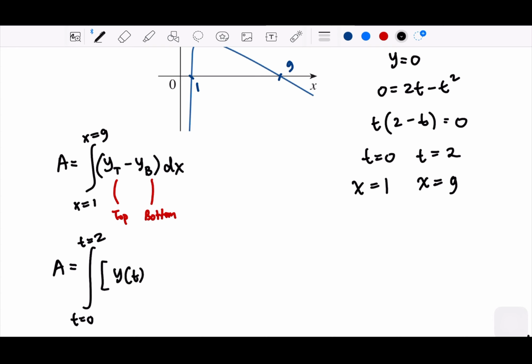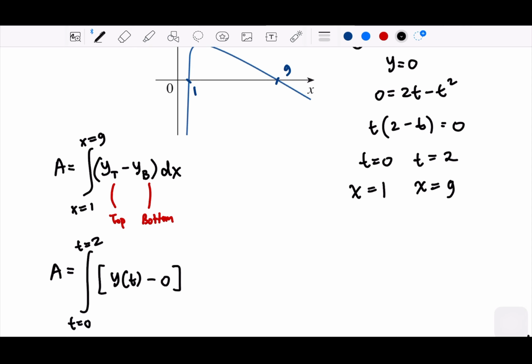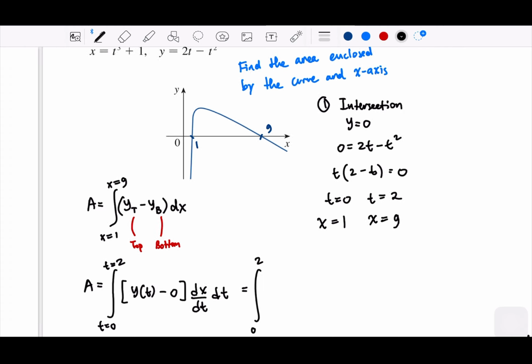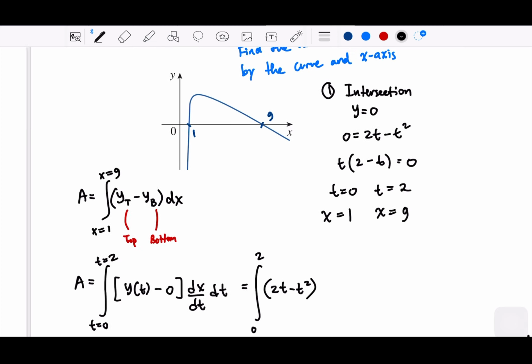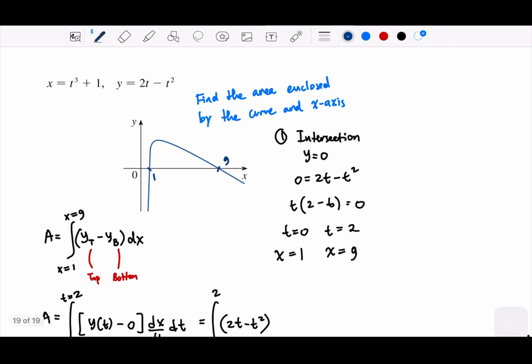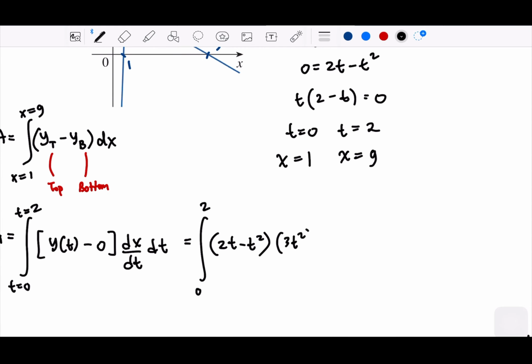This is y of t. The y bottom is just y equals 0, so it's 0. And then we could write this is dx dt, right? I will write one by one, okay, all the process. So this is 0 to 2. Y of t is 2t minus t squared. Okay. Dx dt is, where is dx dt? Here. So dx dt is 3t squared. Okay. So this will be 3t squared and then dt.